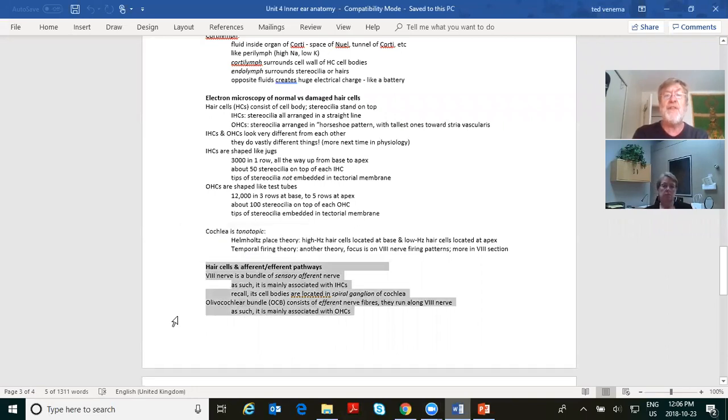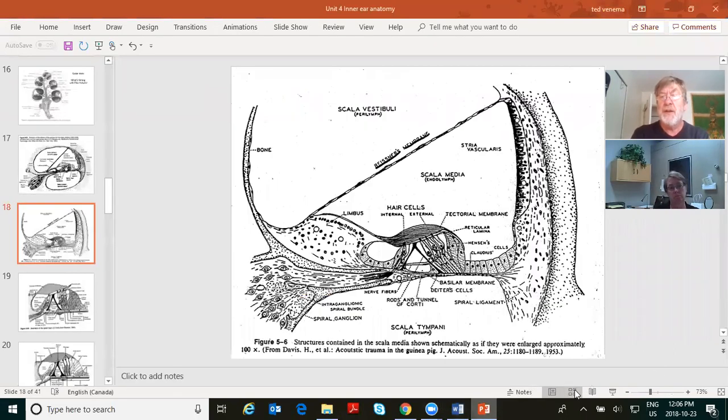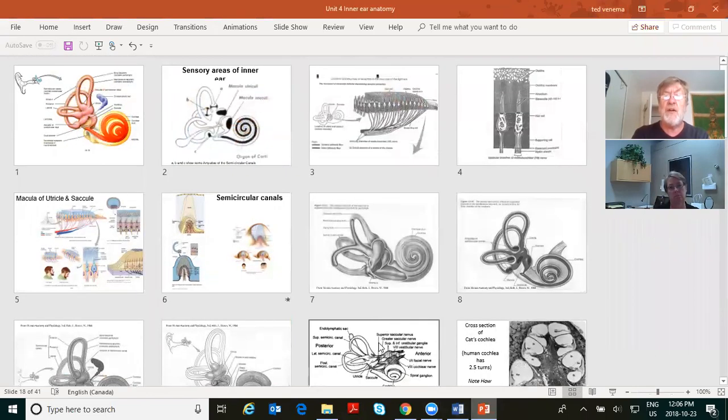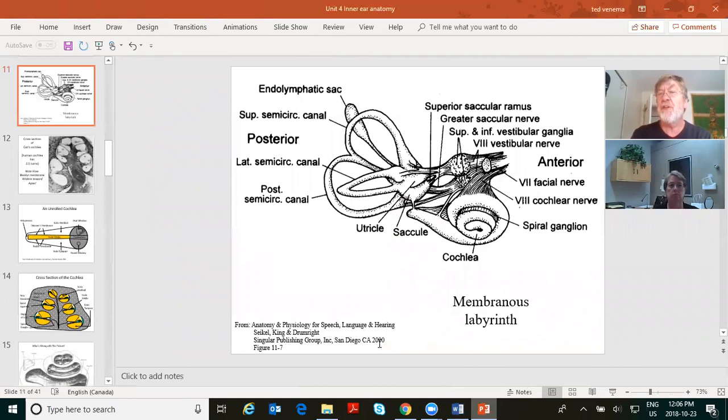Hair cells and afferent, efferent pathways. Because you've got afferent going to the brain and efferent going back to the hair cell from the brain. The 8th nerve is a bundle of sensory afferent nerve fibers. And you saw that explicitly drawn when we looked at this slide way up here. And it's a rather good slide. I quite like this one. Look at the bundle of fibers, much like a rope. That's what nerves are. They're not a single strand. They're like a rope made of thousands of fibers all wrapped around each other.